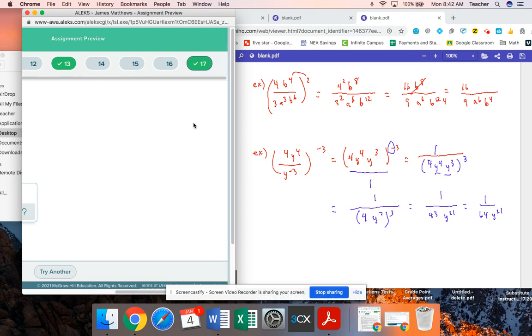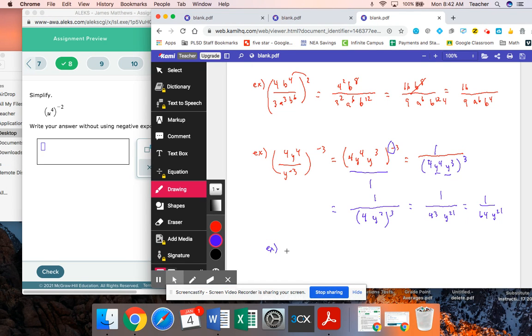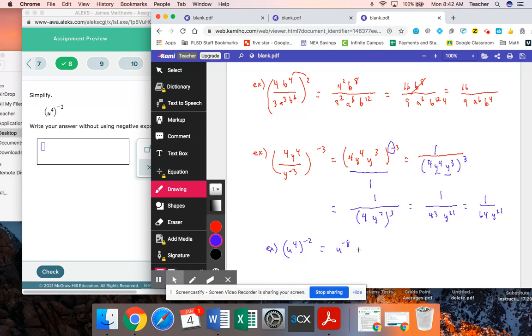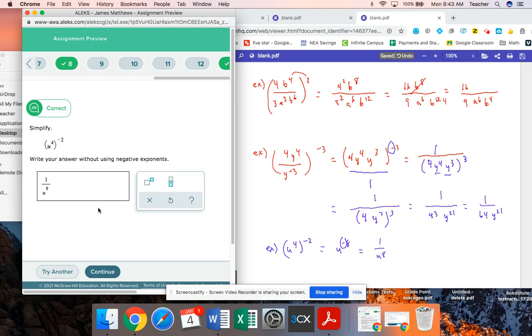I think there are one or two on here with negative exponents and 0 exponents. When you raise a power to a power, you multiply the exponents. And so for this example, if I had u to the 4th to the negative 2nd power, then it's really u to the negative 8th. But that negative tells me I need to flip it. So it's 1 over u to the 8th. Let me see if I can type this in here really quickly. 1 over u to the 8th. And we're good.